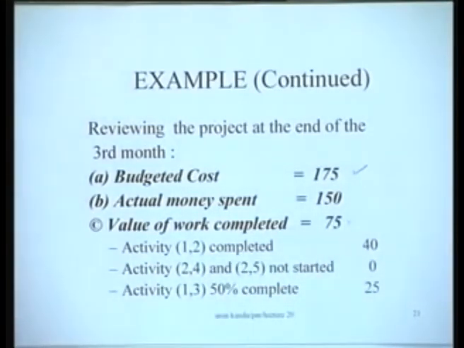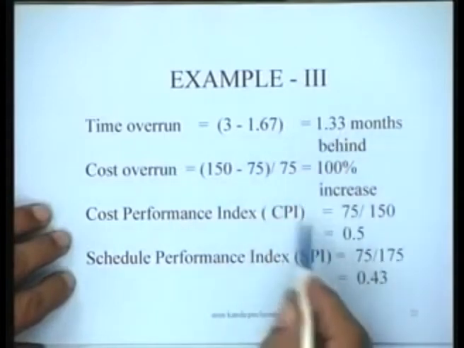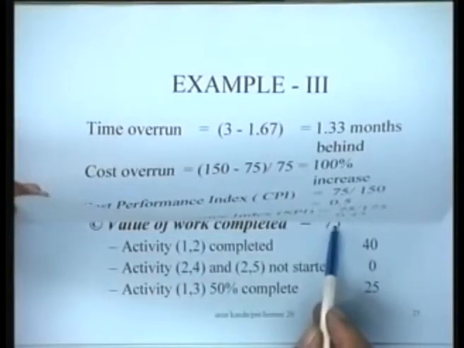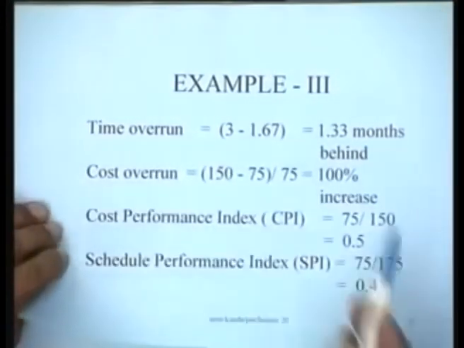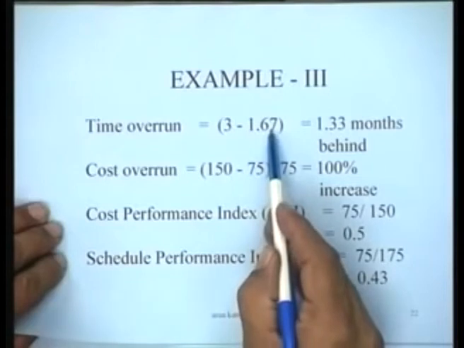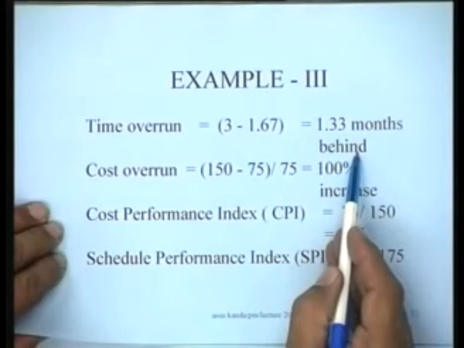Having obtained this information, we then simply compute the time overrun and the cost overrun. In 3 months, we find that the value of work completed is only 75,000. From the plan, 75,000 units of work should have been done in 1.67 months. So we are actually 1.33 months behind at the end of the third month.